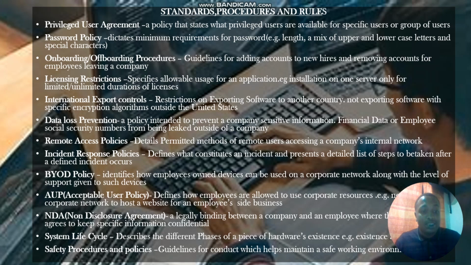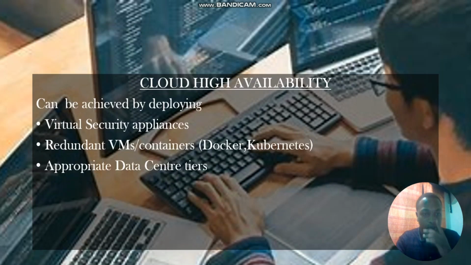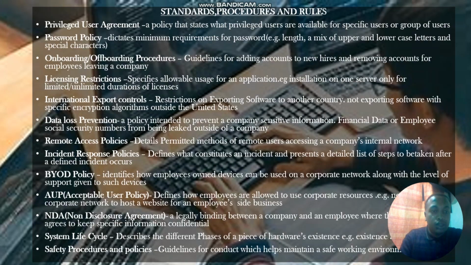There is what we call safety procedures and policies. We looked at some of them. That is power safety. We looked at lifting safety, and what else did we look at? Just a little fire safety. We talked about fire safety. So safety procedures are guidelines for conduct which help maintain a safe working environment. Okay, so safety procedures and policies are a must to maintain when it comes to network operation centers.